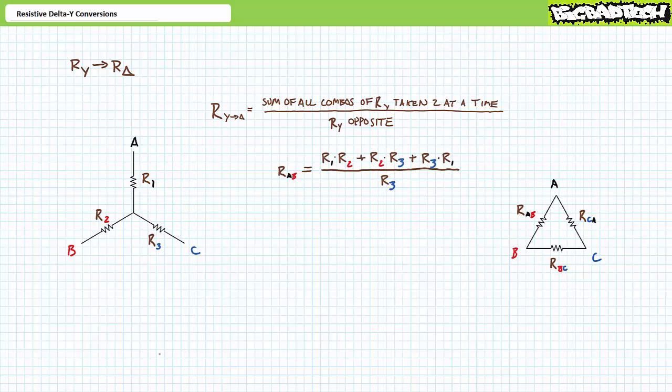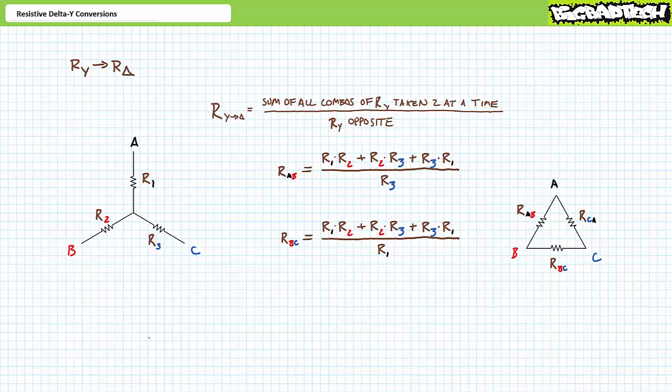To solve for RAB, the equivalent delta resistance element between nodes A and B, take the summation of all possible products of the Y resistance elements taken two at a time, R1 times R2, plus R2 times R3, plus R3 times R1, divided by the resistance element opposite from it, in this case R3.